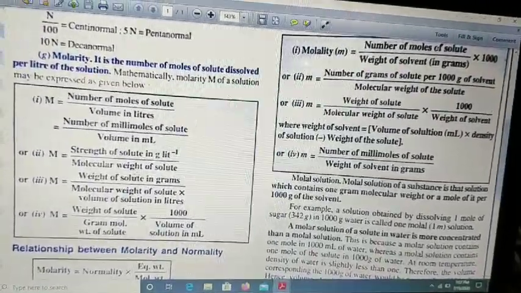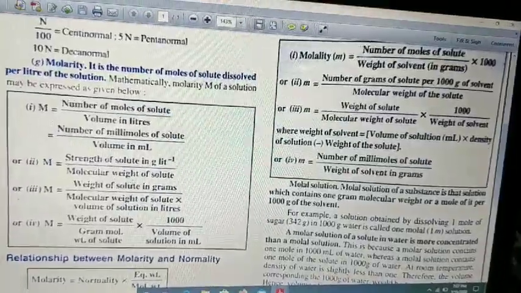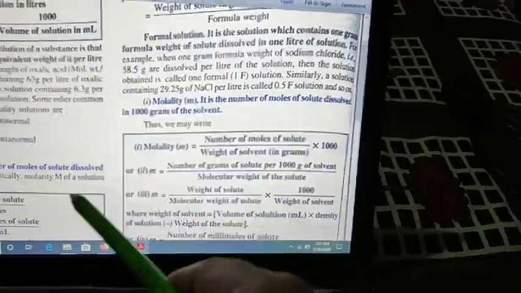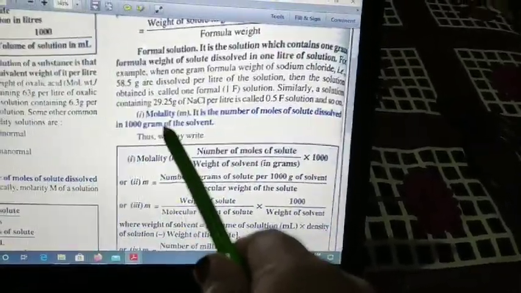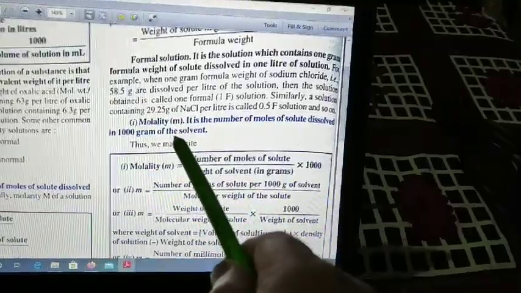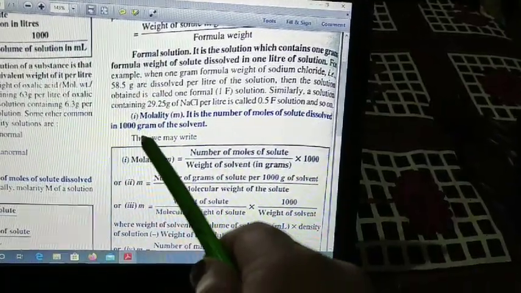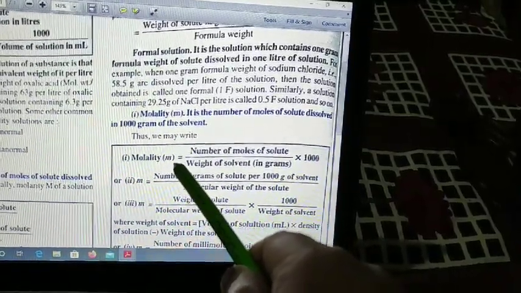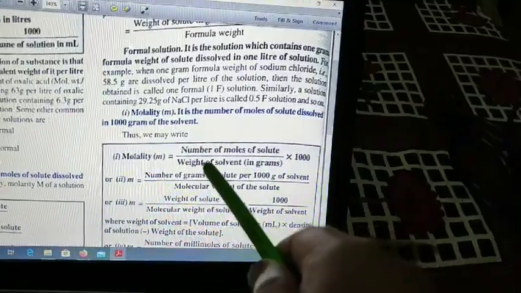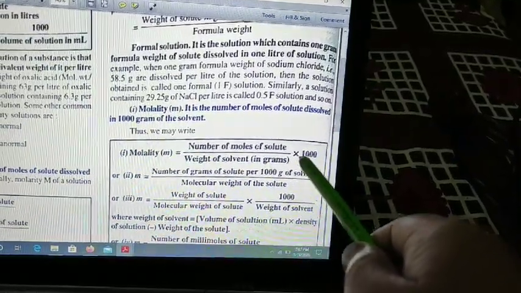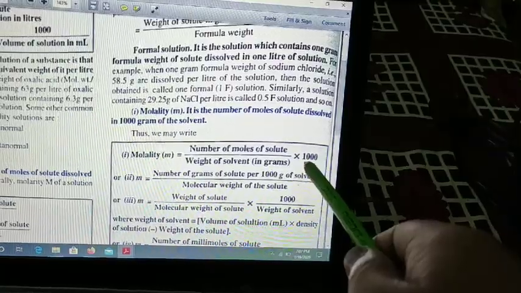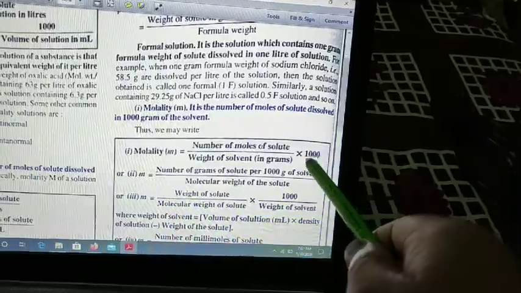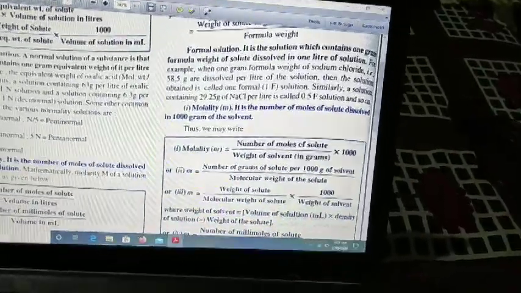Next, the term we need to discuss is molality. The previous one was molarity, and now this is molality. Molality is denoted by small m. It is the number of moles of solute dissolved in 1000 gram of the solvent. So it is given by the expression molality, small m, equals number of moles of solute by weight of solvent in grams into 1000. That means if you take the weight in gram, then you need to multiply by 1000. So that is molality, small m.